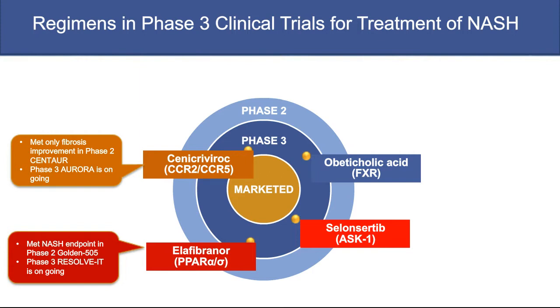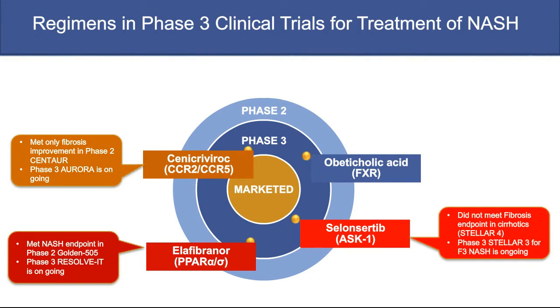Selonsertib had shown some improvement in phase 2 clinical trial. A recent report suggested that they did not meet improvement of fibrosis endpoint in cirrhotic patients in the STELLAR-4 clinical trial. However, ASK1 inhibitor selonsertib is now being considered for patients with F3 NASH, and the data for STELLAR-3 has not been released as of today.